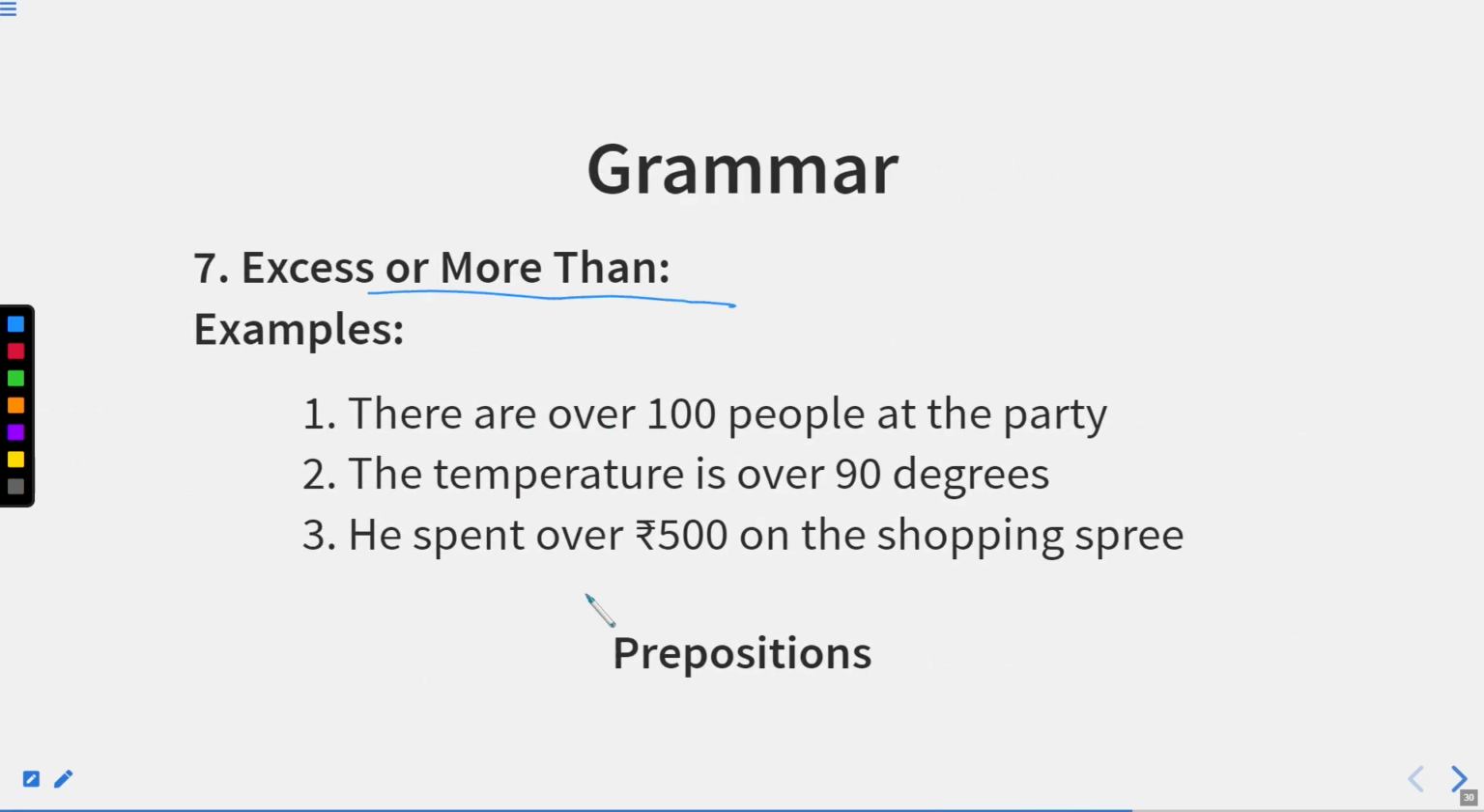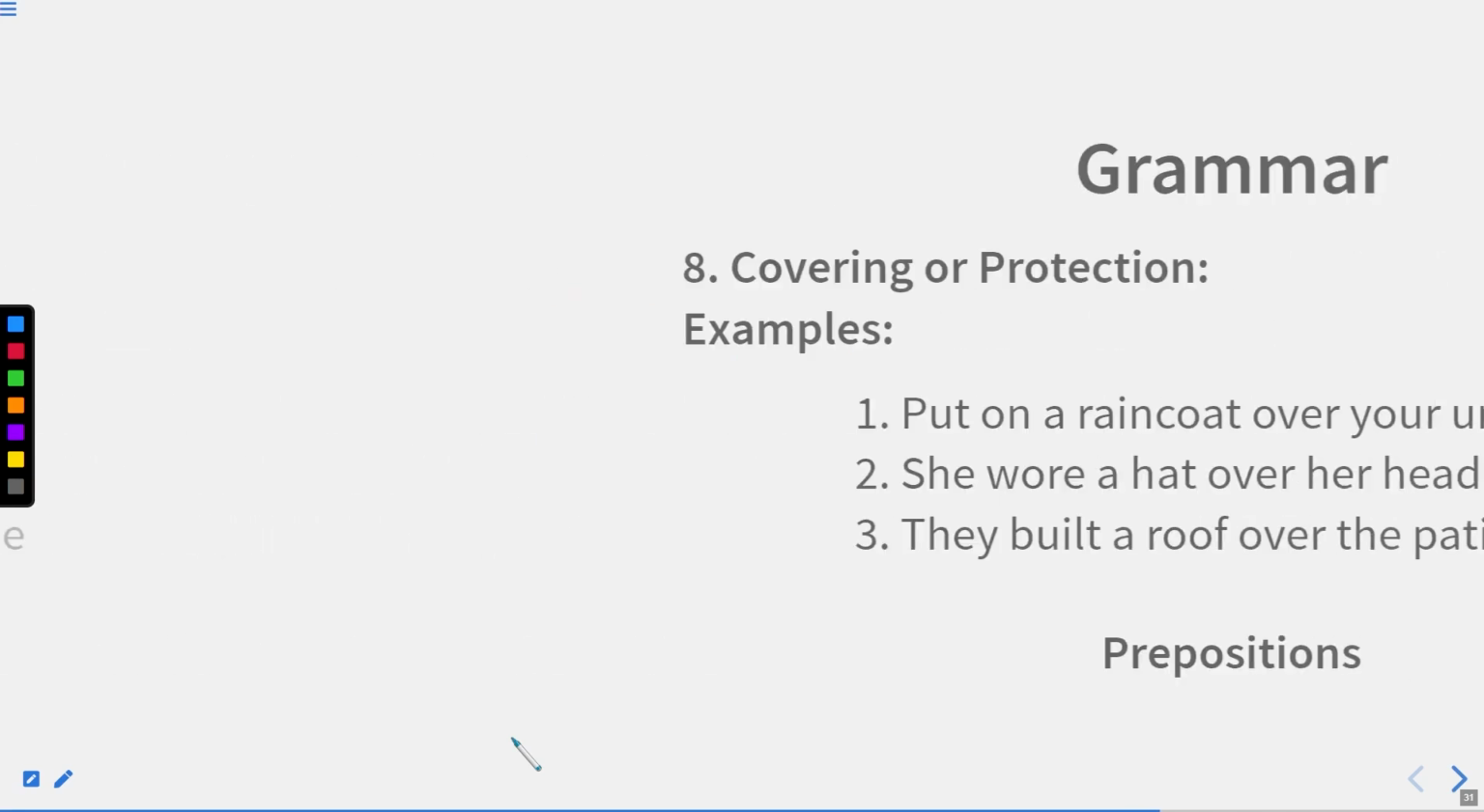Excess or more than something. There are over 100 people at the party. It means around. Over means around. It can be a substitution of around or almost as well. The temperature is over 90 degrees. He spent over 500 rupees on the shopping spree. So we can use over here as well.